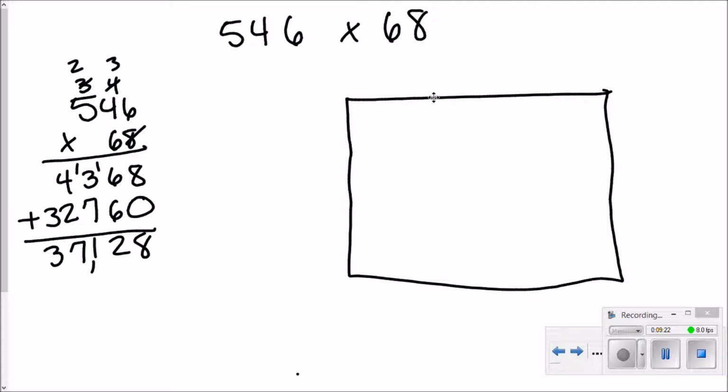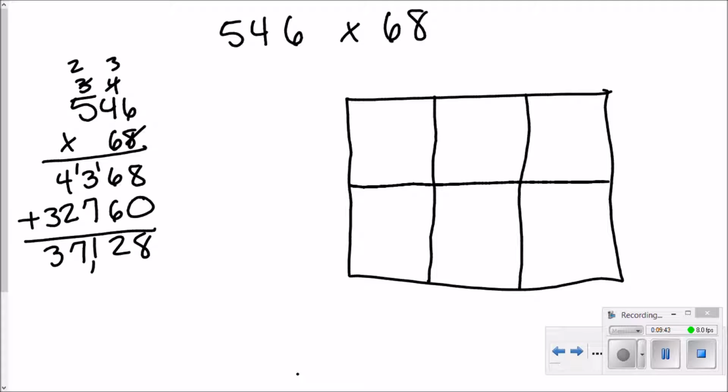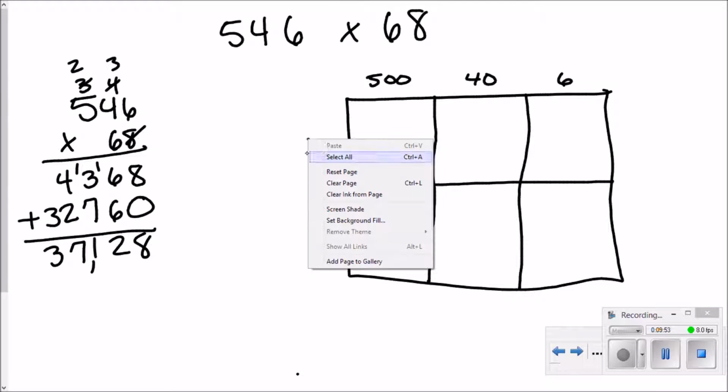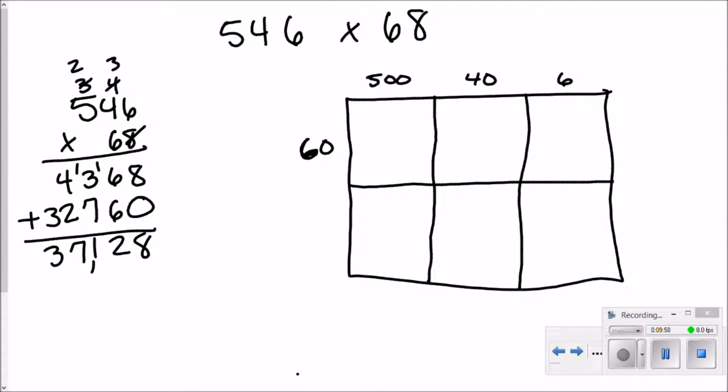And since I have a hundreds digit, I'm going to divide the rectangle up into 3 parts vertically. And if I just said multiplier for 546, I should have referred to it as multiplicand. But 68 is our multiplier and has 2 digits. So, first column I'm going to write 500 plus 40, plus 6. On the left side with the rows, I'm going to show 60 plus 8.